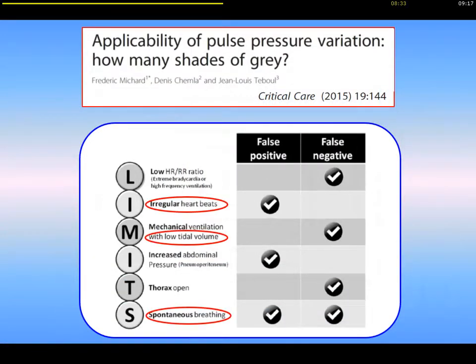Of course, we have many limitations to use these heart-lung interaction indices, and especially these variability indices. We need sinus rhythm, so we cannot use them in case of arrhythmias. We cannot use them in case of low tidal volume, or we have to be very careful. And of course, by definition, I would say we cannot use them in patients with spontaneous breathing activity.